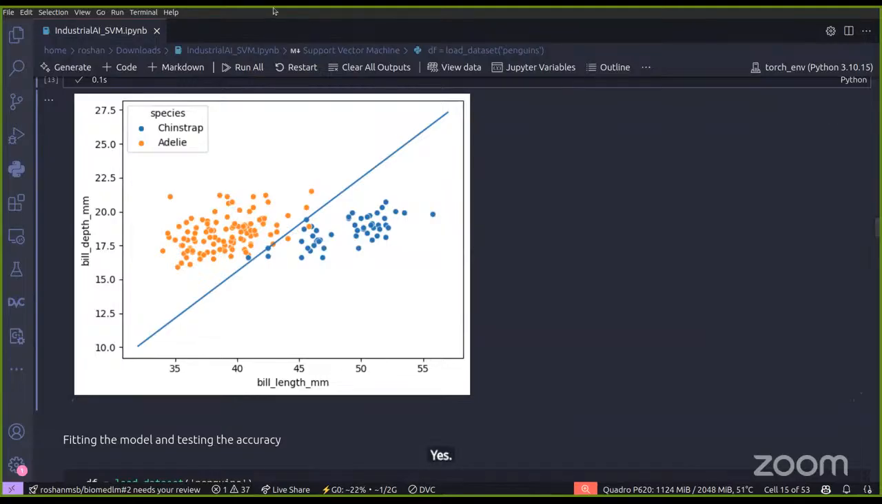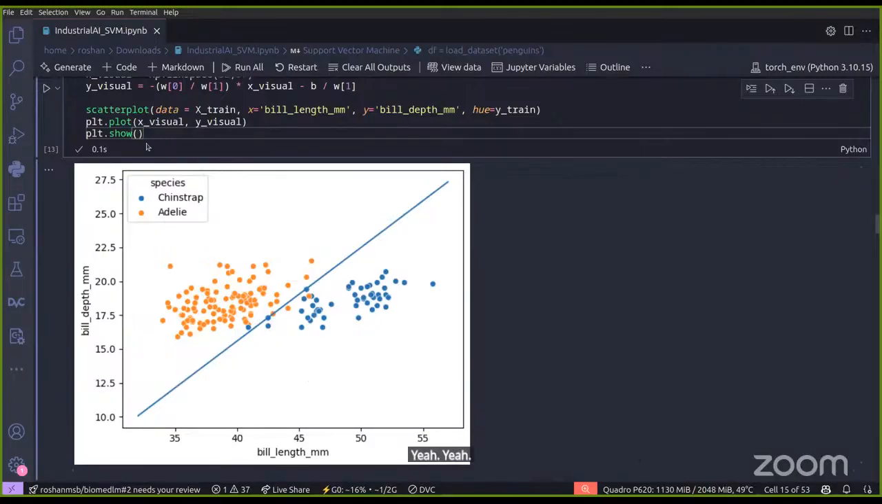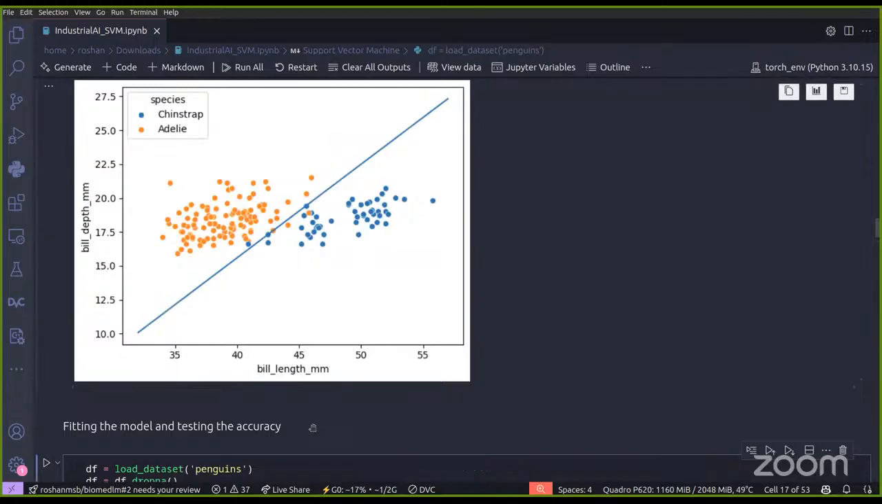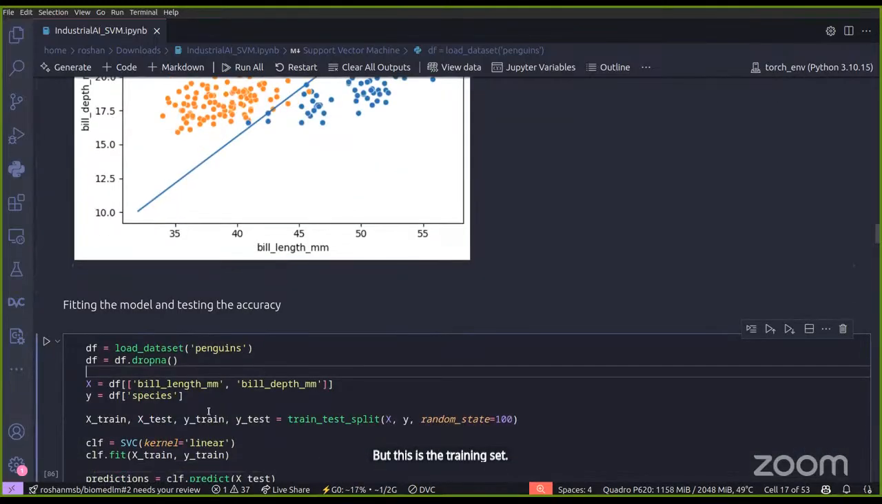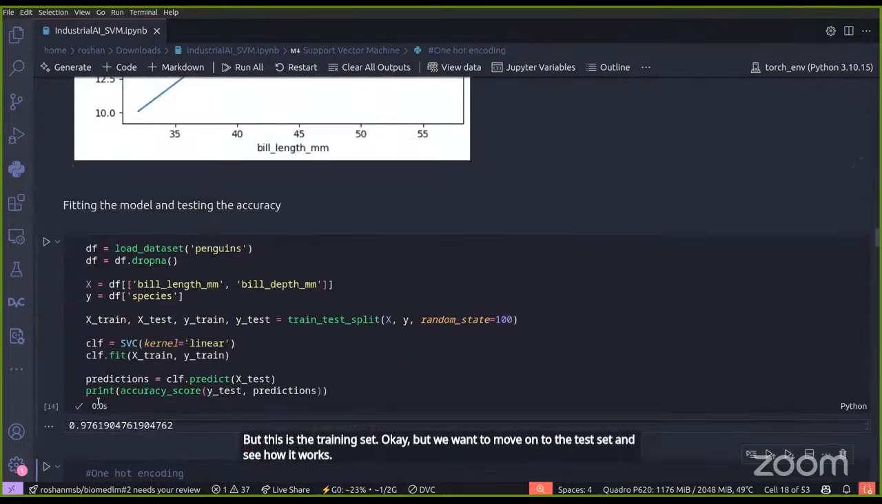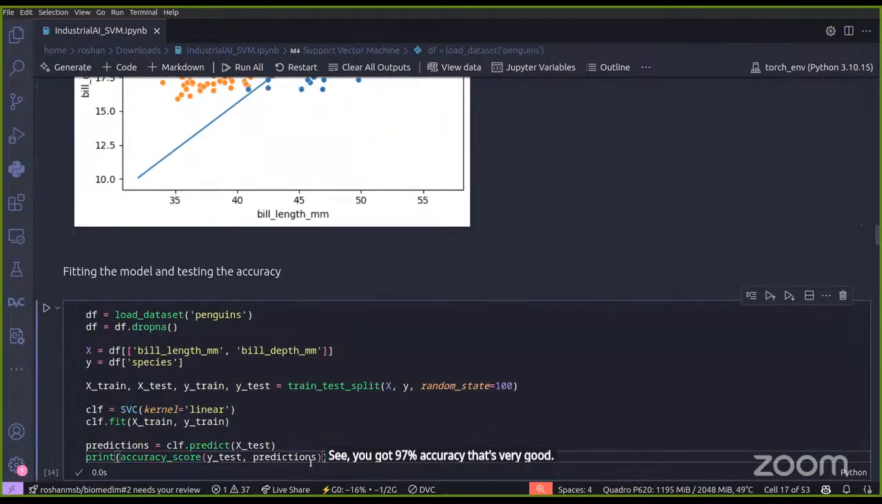I mean, it's not 100% accurate because below this line there are a few orange points. Orange and blue are being overlapped around the line, but still we have managed to get an almost perfect one. Yes, that is correct. Okay. But this is the training set. We want to move on to the test set and see how it works. See, you got 97% accuracy. That's very good. Very similar performance. Okay.